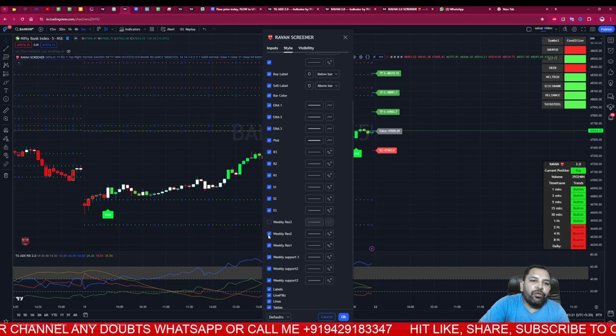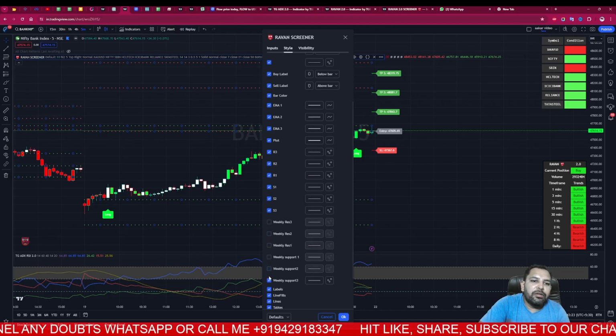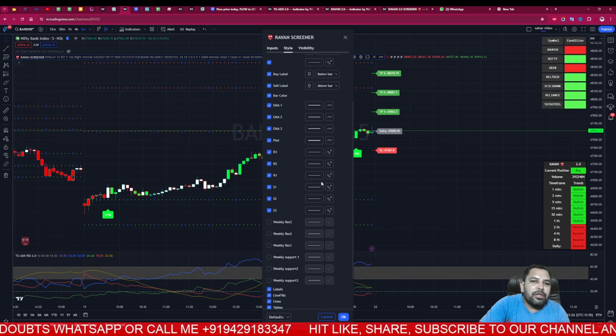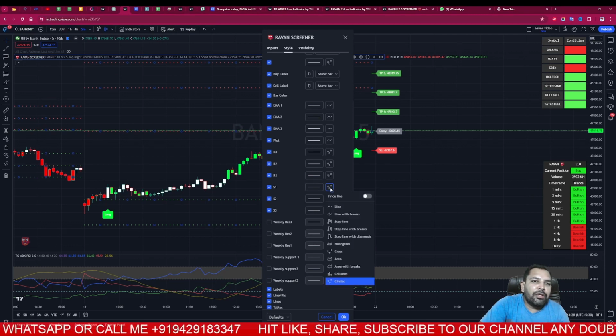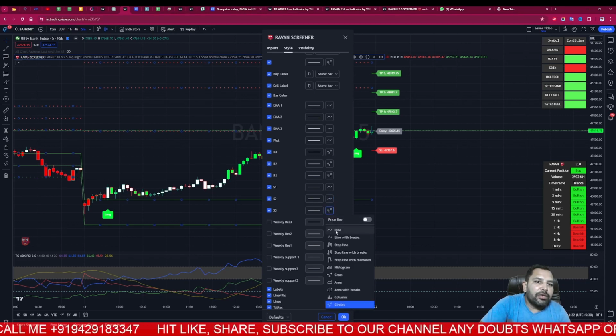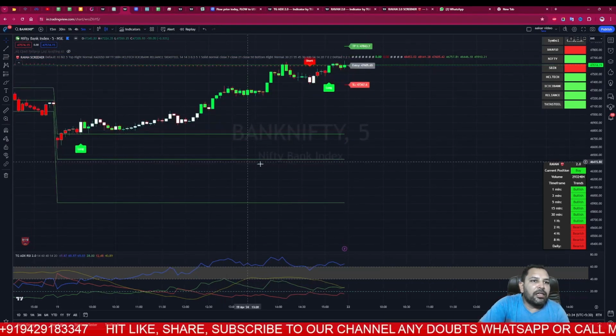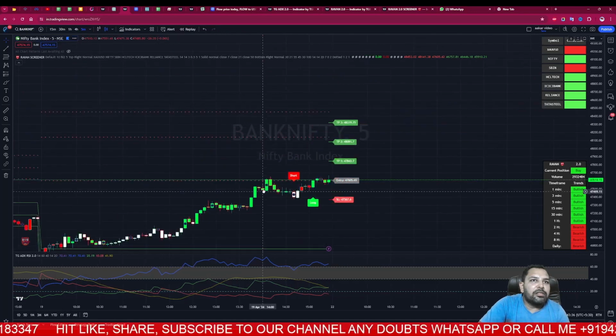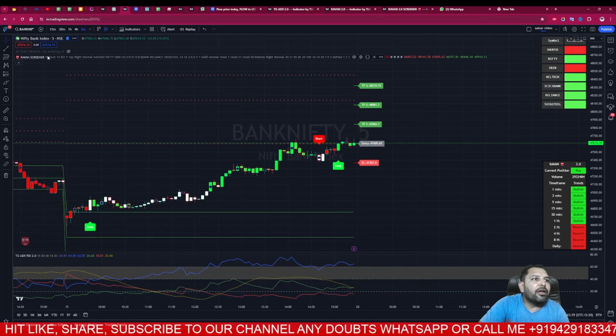So if you do not want weekly, you can uncheck this from your end. And if you want a specific one, it's a dotted line, right? If you want a single line, you can click on this line, it will go towards the line. You can see these are the lines. These are the three supports and three resistances. Okay, so you can activate it as per your need.